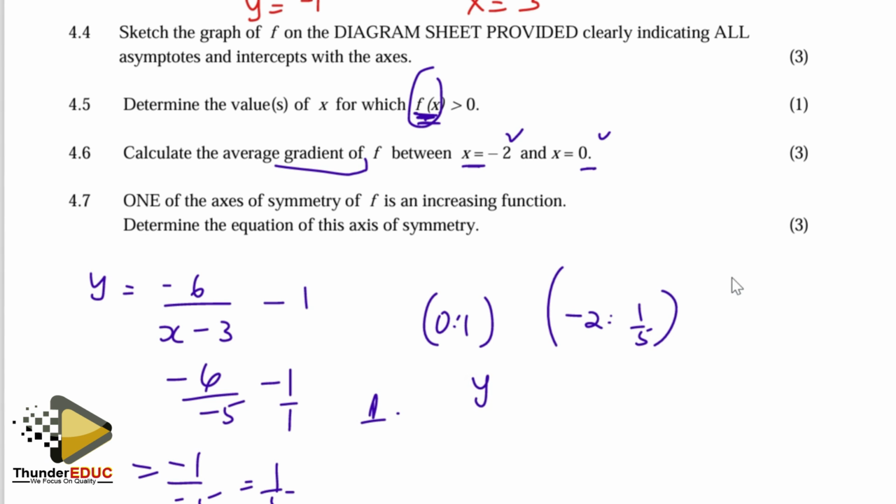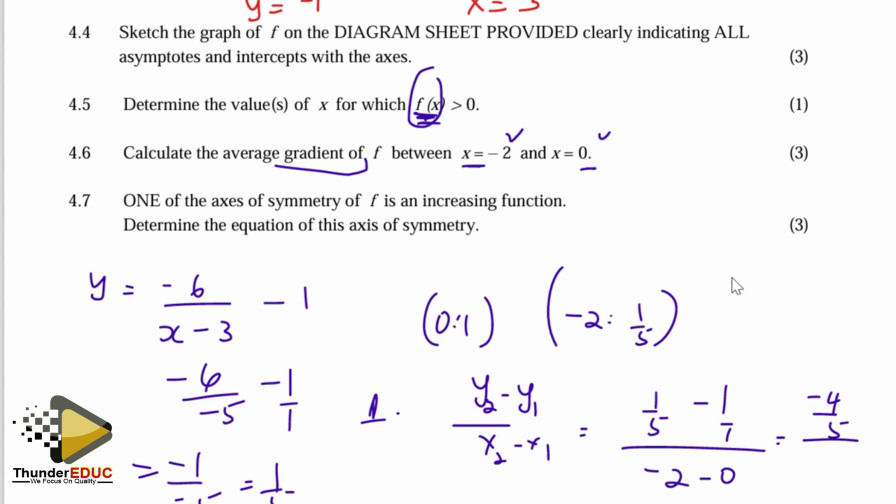Use the same gradient, y2 minus y1 over x2 minus x1. So it's going to be 1 over 5 minus 1, over negative 2 minus 0. Okay, simplifying that, that's 1 over 5 minus 1. It's going to be negative 4 over 5 divided by negative 2. Okay, so if I try to simplify this, what do we end up with?